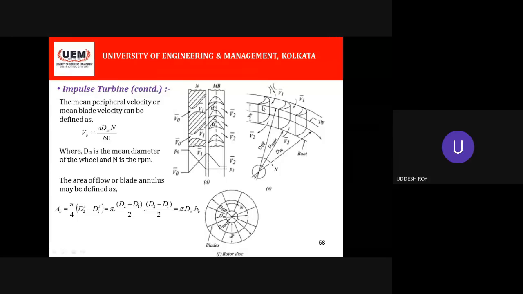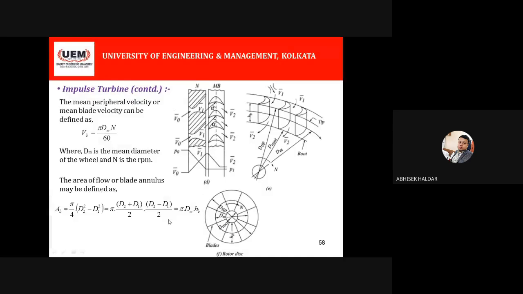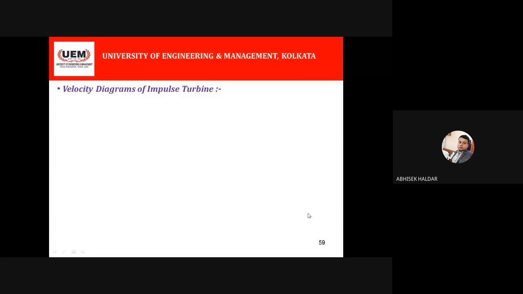Yes, sir. That's why it is getting simplified. AB means your pi dm hb. So again, I'm showing AB is your pi dm hb, and this equation will be used several times, pi dm N by 60. So these are some physical nomenclature, the dimensions you should know about the rotor disc.